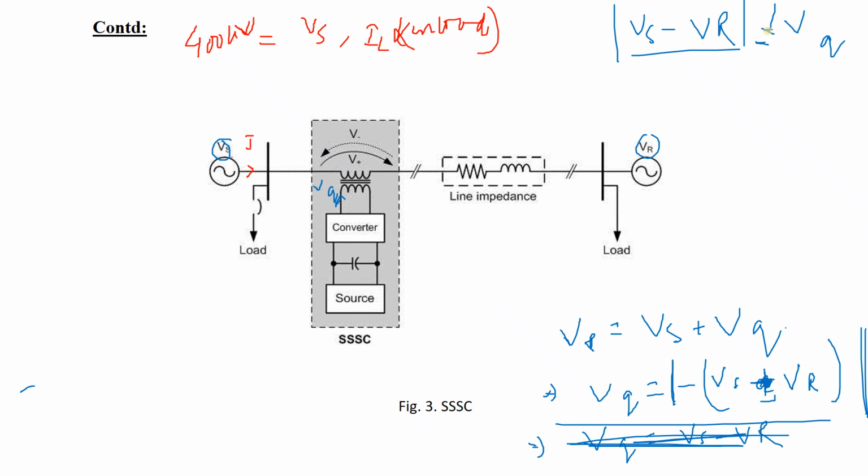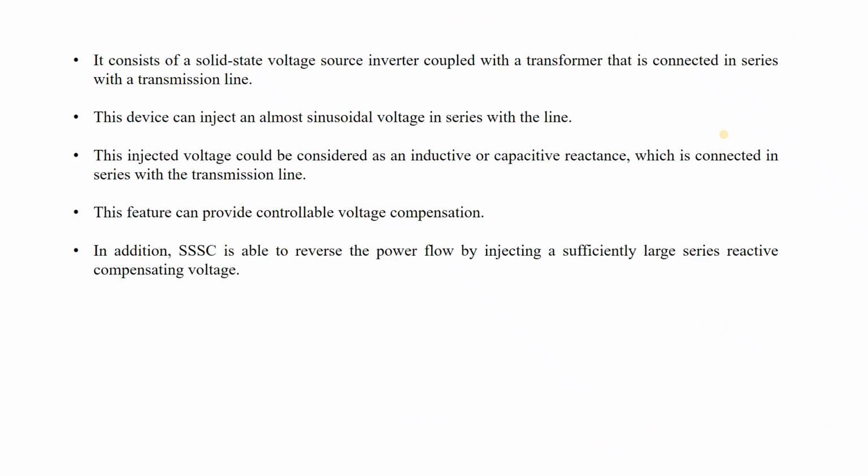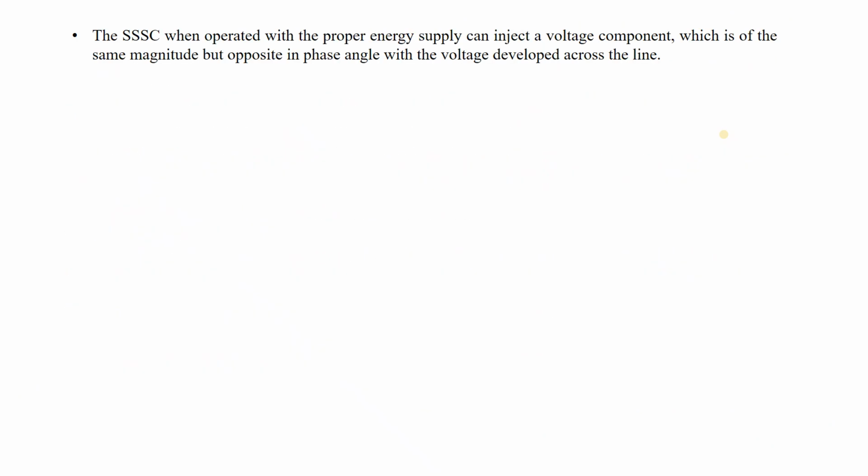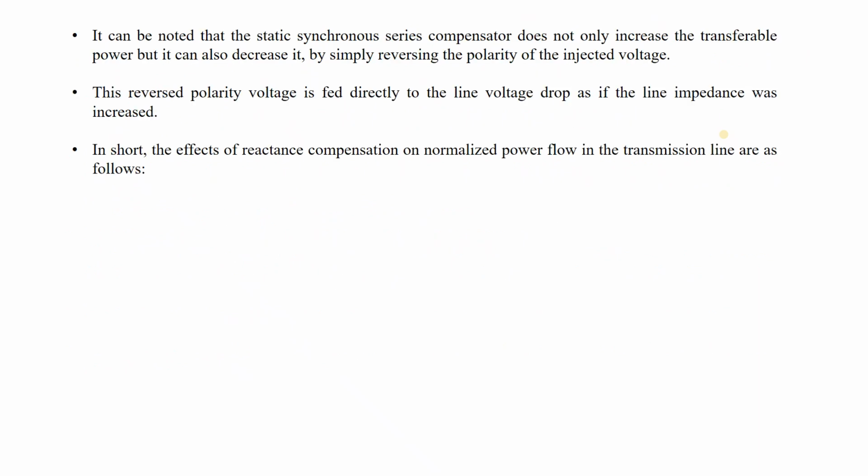Then we don't have to write this equation. But if VQ is more than the difference of the line, where is the extra voltage going? You cannot give an extra voltage. So extra voltage means actually it is the reverse polarity. So the power is being drawn back. So it is reverse polarity.